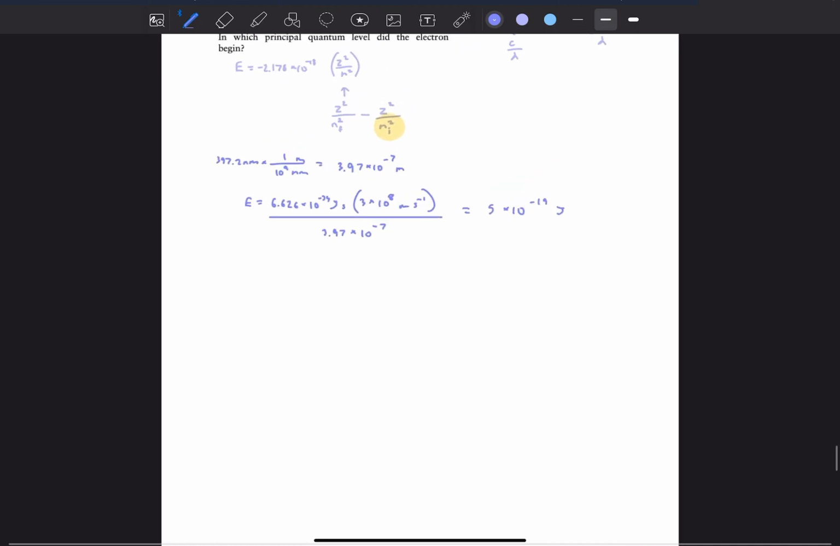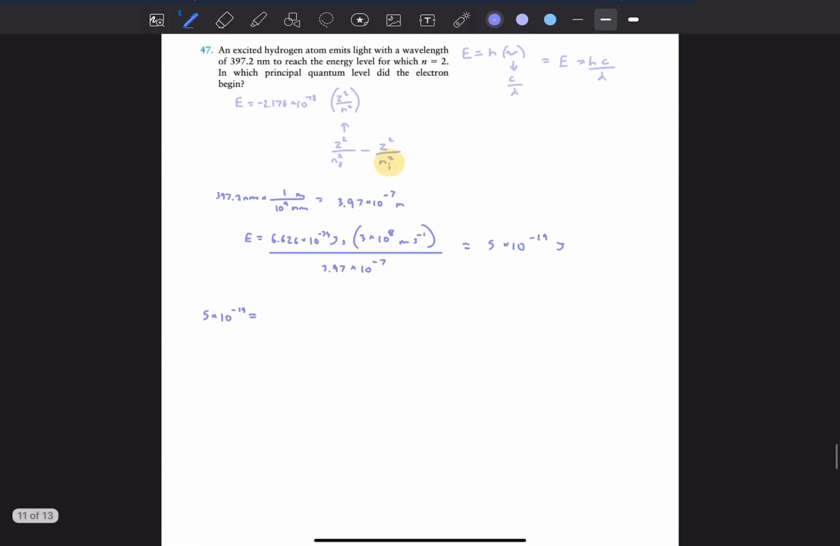Now we're going to say our energy, this 5 times 10 to the negative 19th, is equal to negative 2.178 times 10 to the negative 18th times, and our z here is just going to be the hydrogen atomic number, which is 1, so 1 squared, which is just 1, over our n final squared, which we know is 2, minus, again, that atomic number 1 squared, which is just 1, over our n initial, which is what we're trying to solve for. I'm just going to write this as n with a subscript i for initial squared. Keep in mind it's squared. And an important thing to note is this energy was emitted. It wasn't absorbed. So this is going to be a negative 5 times 10 to the negative 19th.